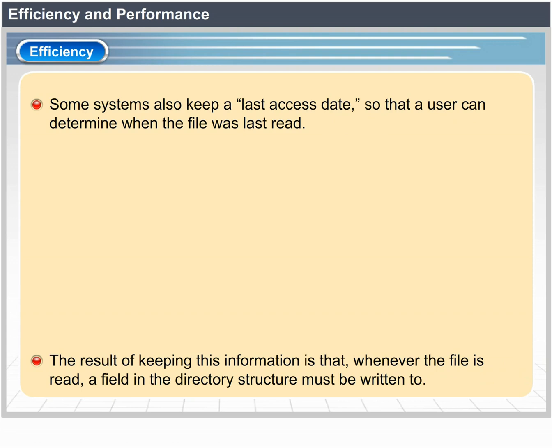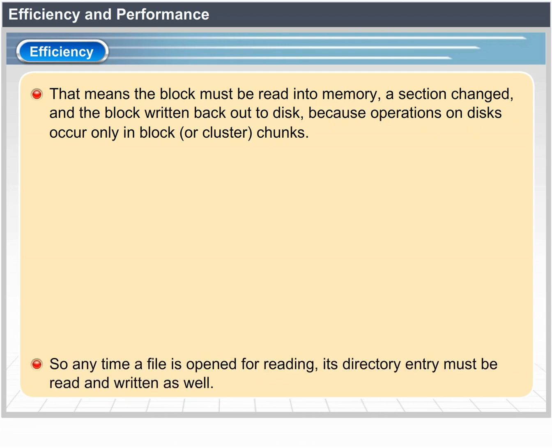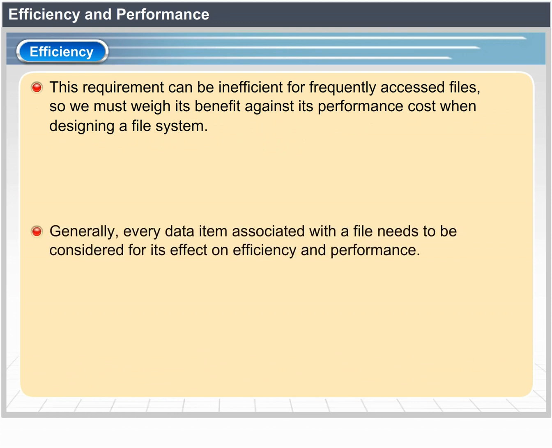That means the block must be read into memory, a section changed, and the block written back out to disk because operations on disk occur only in block or cluster chunks. So anytime a file is opened for reading, its directory entry must be read and written as well. This requirement can be inefficient for frequently accessed files, so we must weigh its benefit against its performance cost when designing a file system. Generally, every data item associated with a file needs to be considered for its effect on efficiency and performance.